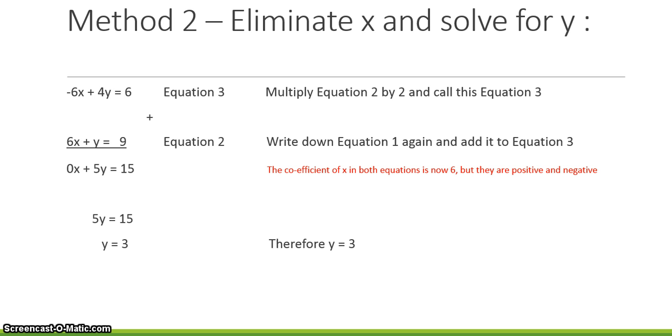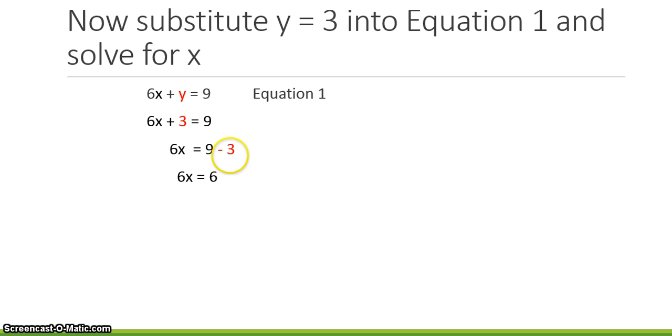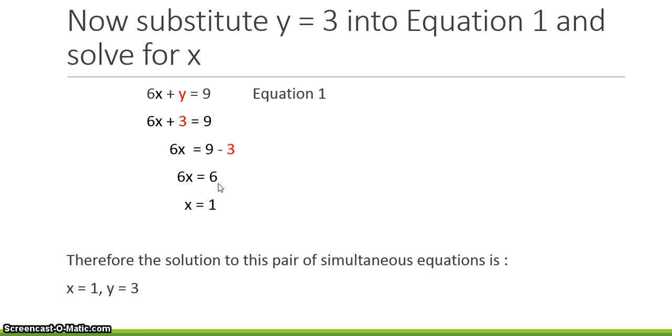Remember, this is the solution we got earlier. Now, I'll substitute y is equal to 3 into equation 1 and solve for x. Here is equation 1 again, but this time I'm going to let y equal 3. Take 3 to the other side of the equals and minus 3. 9 minus 3 gives me 6. If 6x is equal to 6, x must be equal to 1. I end up with the same solution. x is 1 and y is 3. So for this pair of equations, I could have done either method. Eliminate y and solve for x, or eliminate x and solve for y.